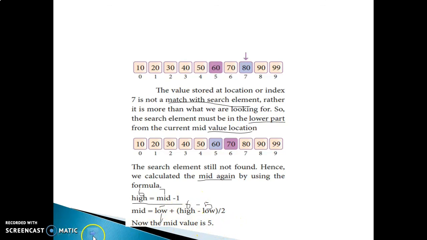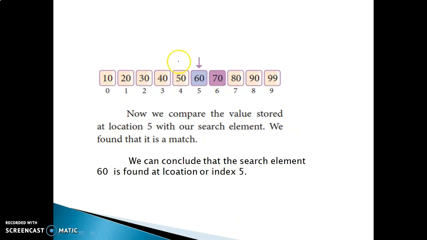Next, your mid element is at location 5. Now you can compare your target element with this mid element. Your target element is 60, and your mid element is also 60. So we compare the value stored at location 5 with our search element. We found that it is a match, both the elements are the same. So we can conclude that the search element 60 is found at location or index 5.